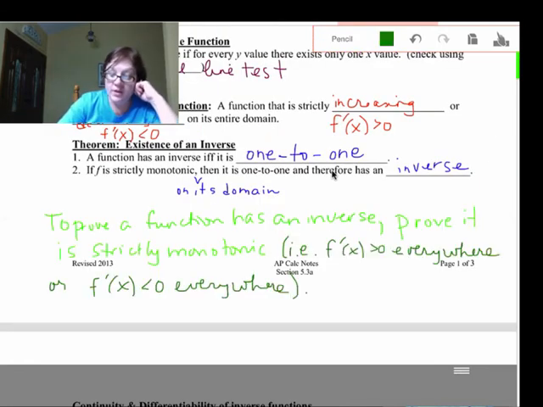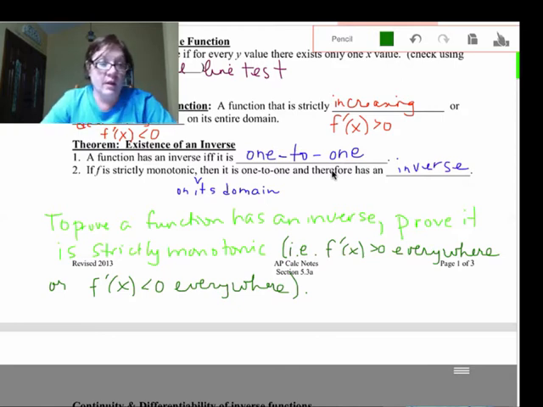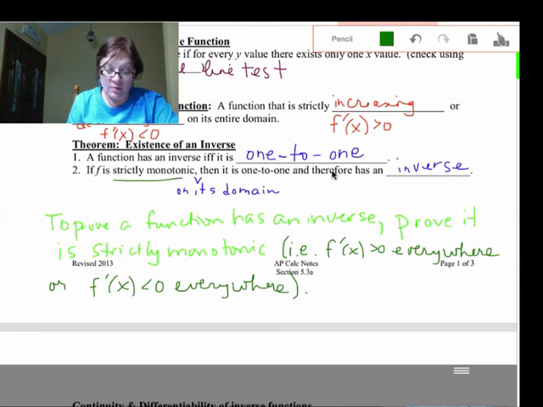So to prove a function has an inverse, I can prove that it's monotonic, which would be easy by showing what the slope is. So if I find f prime and it's always positive or it's always negative, I've shown that it's monotonic, and therefore I know, if it's strictly monotonic, then it's one-to-one and has an inverse. Now, it's often easier to prove that an inverse exists than it is to find it.